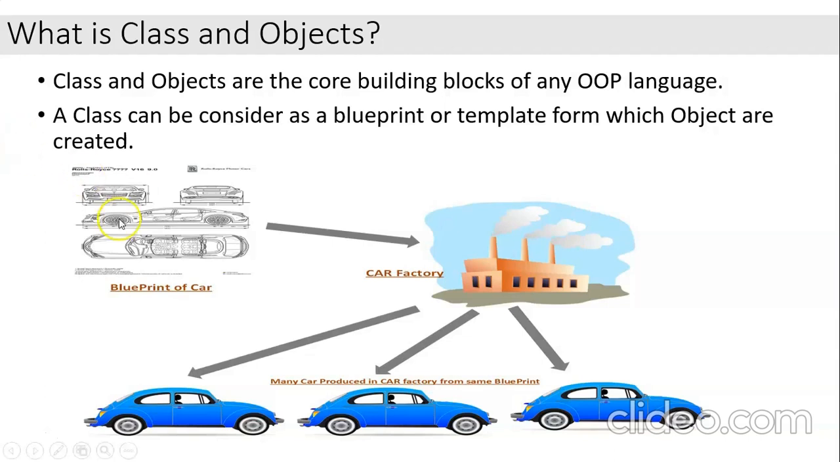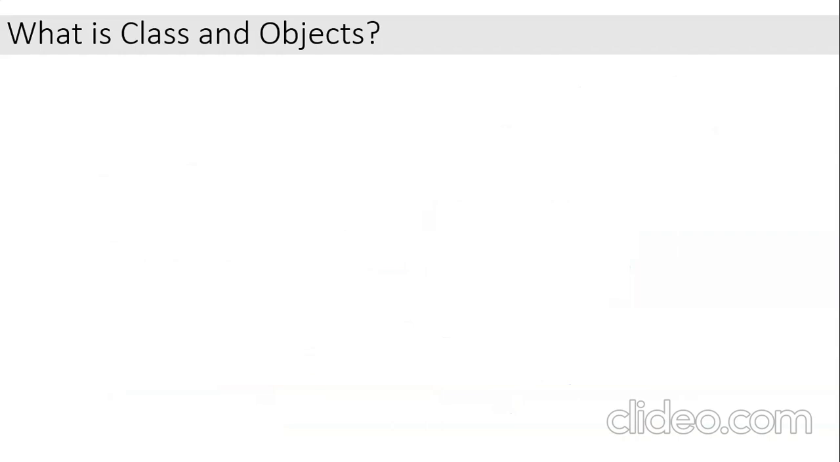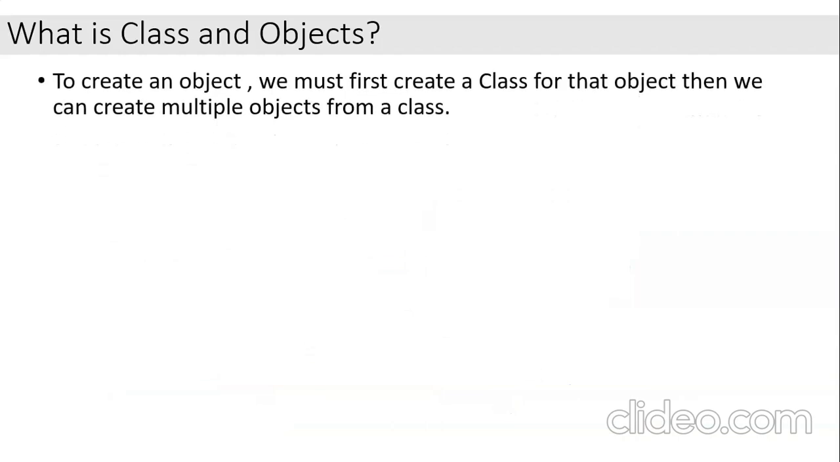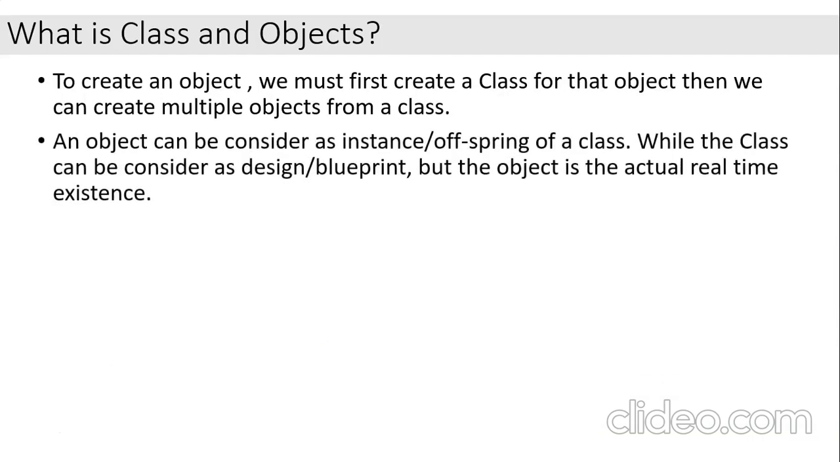Now the blueprint is considered as a class. So this is not the actual car, but a blueprint. The blueprint of the car is actually the class, and the original car created in the car factory based on the blueprint can be considered as an object. Once we create the class, we can create multiple objects from that class. So class is actually the design of the logical thing, while the objects are the real world entities.